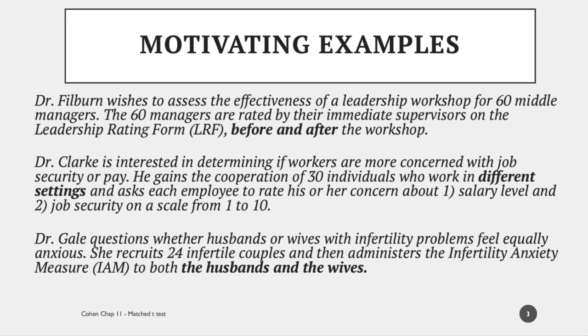And this last one is Dr. Gale questions whether husbands or wives with infertility problems feel equally anxious. She recruits 24 infertile couples and then administers the infertility anxiety measure to both the husbands and the wives. In this case, the couple are connected, so the husband and the wife can be treated as a pair. They're going to influence each other's scores, they're going to have a lot of similarities, so we actually can treat them as a matched pair.